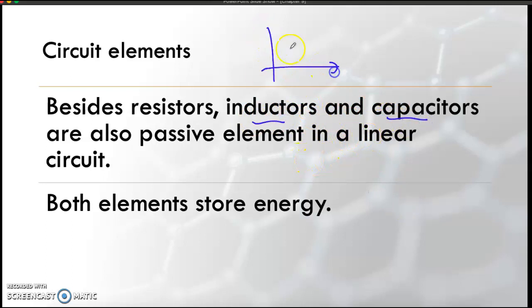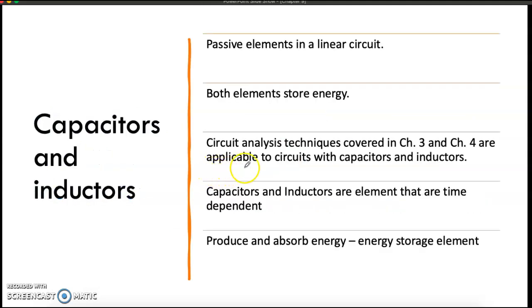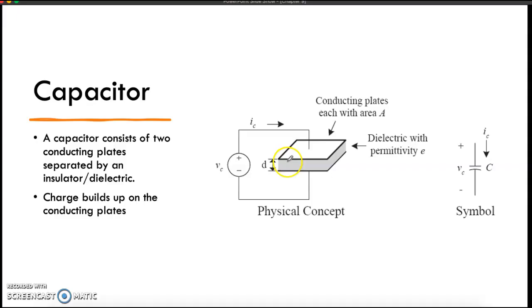So what does linear mean? Let's say this is a resistor. This is linear: when the voltage increases, the current also increases. And all are passive elements, where they cannot supply energy, they can only transfer energy. So both L and C are for storage. Let's see the first one.